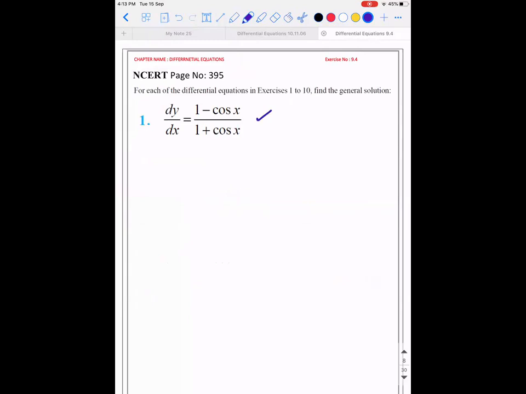Can we go a little fast? I feel I'm very slow. Can I go a little fast? Yes, sir. So you also can try with me parallelly. You can only verify the steps.